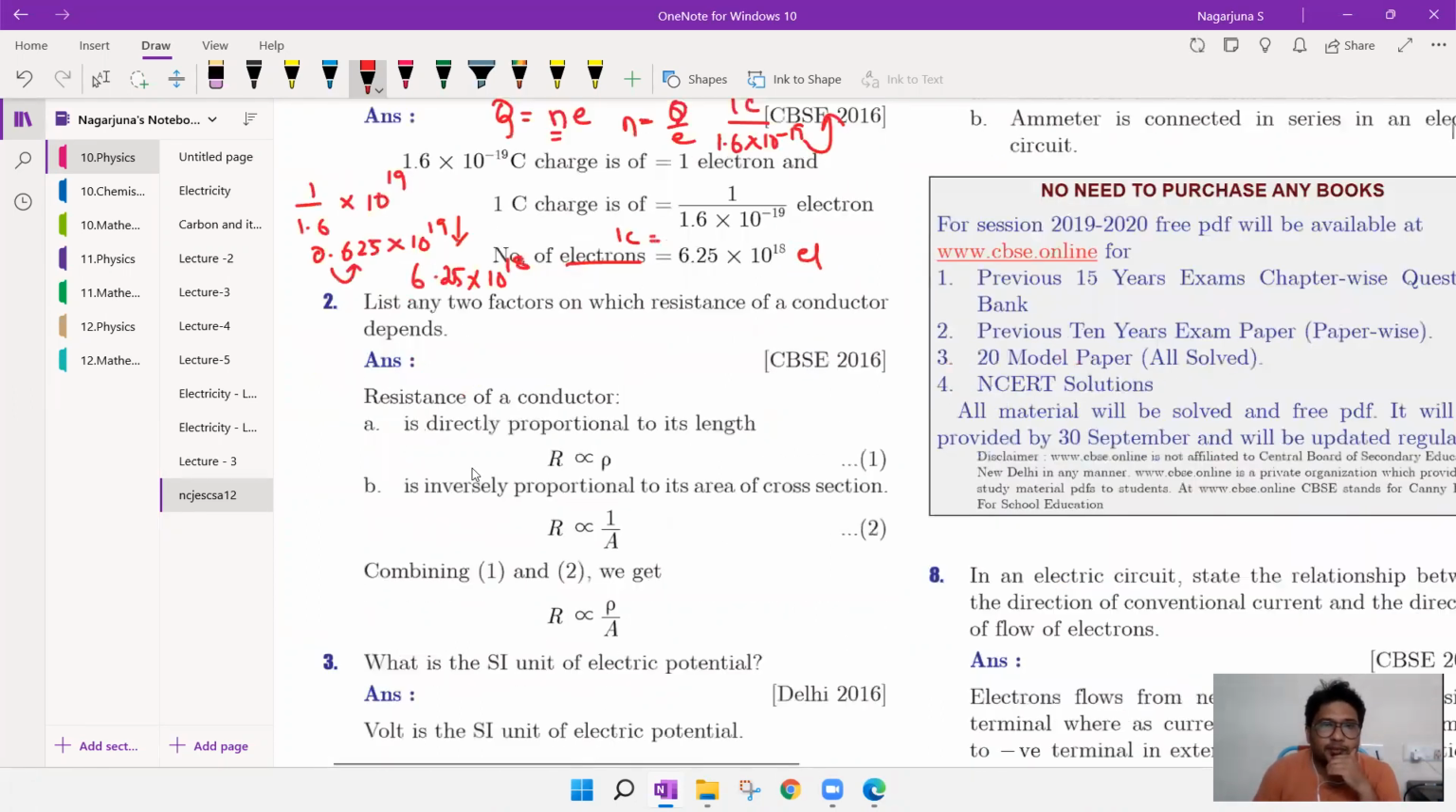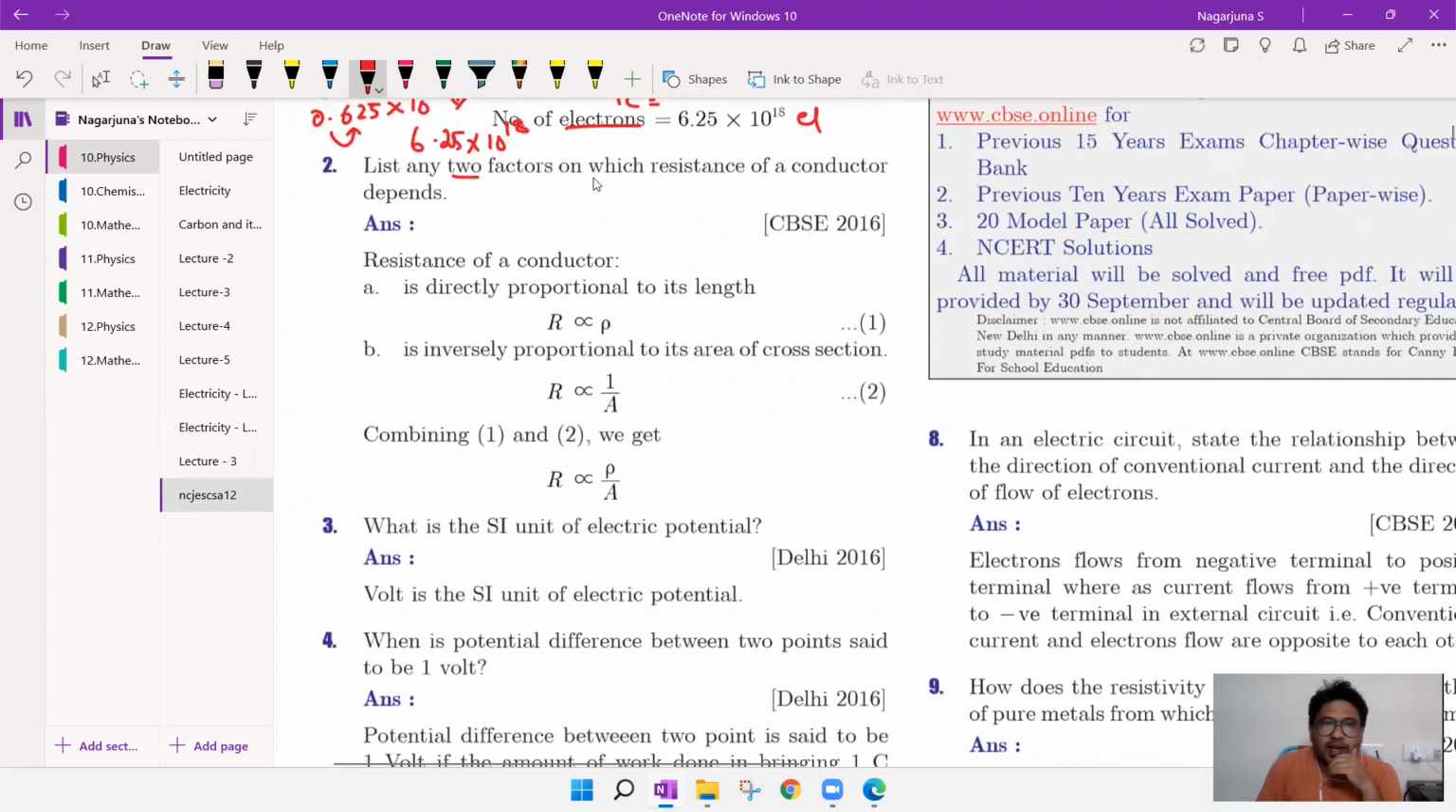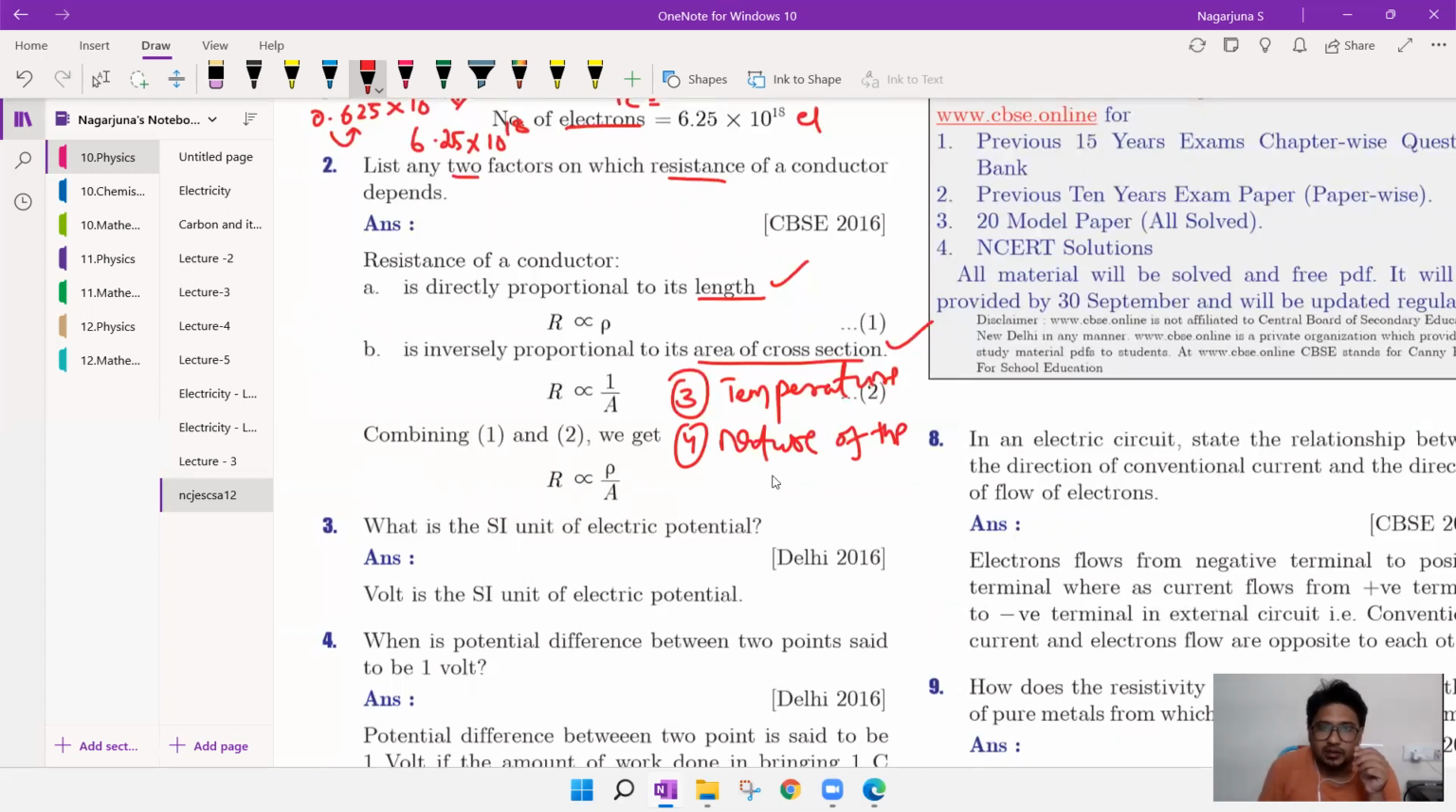Now the second question: list any 2 factors on which the resistance of a conductor depends. Basically we can write 4 factors. They have asked only 2 factors, and that is also for 1 mark. We are seeing only 1 mark questions, so we can write any 2. First one, resistance is directly proportional to length, so length is 1 factor. Second one, resistance is inversely proportional to area of cross section, that is the second factor. Third one, if you want, you can write temperature. And fourth one, nature of the material.